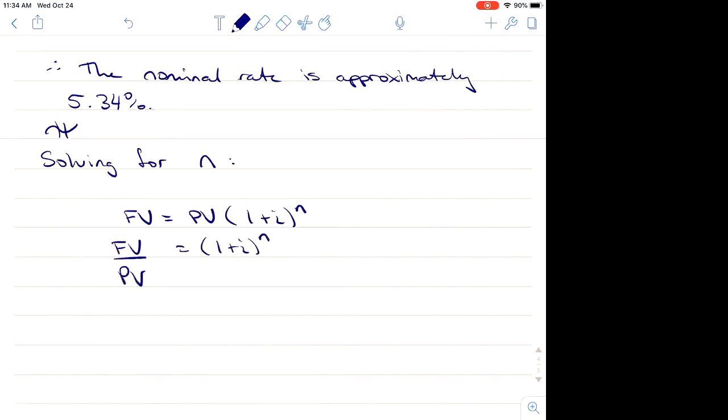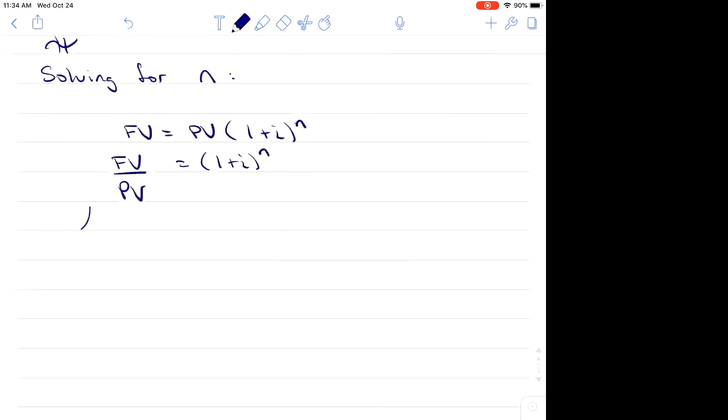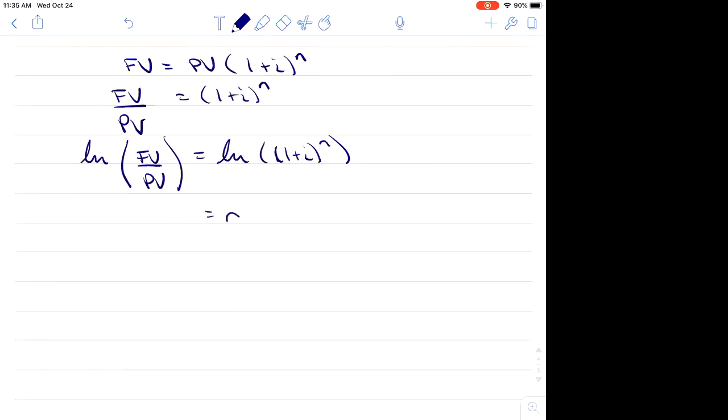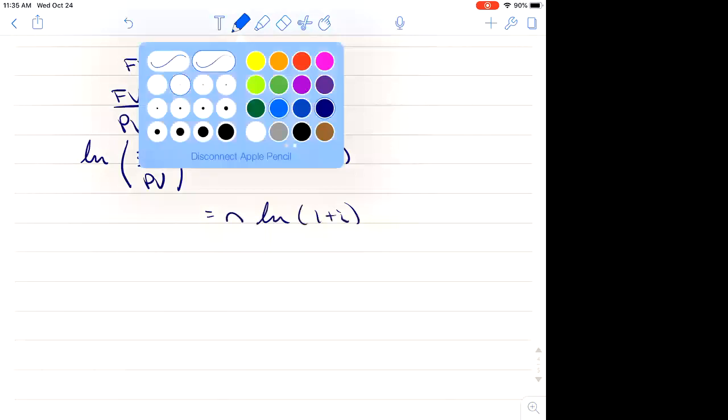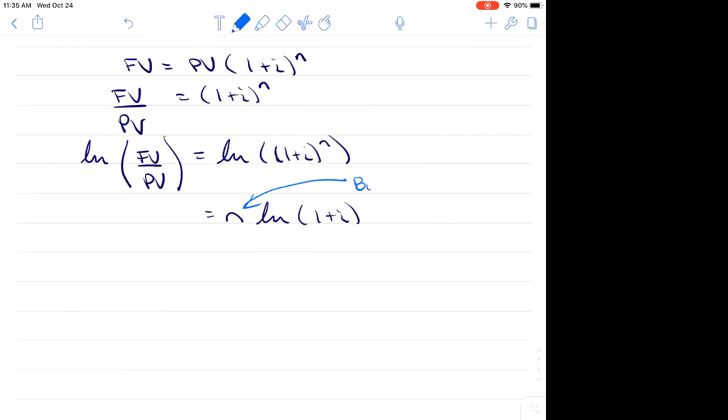The goal is to solve for n. So then we can take the natural log of both sides, the future value over the present value, is the log of 1 plus I to the n, which just becomes n times the log of 1 plus I, by log rules. Right, we talked about that.